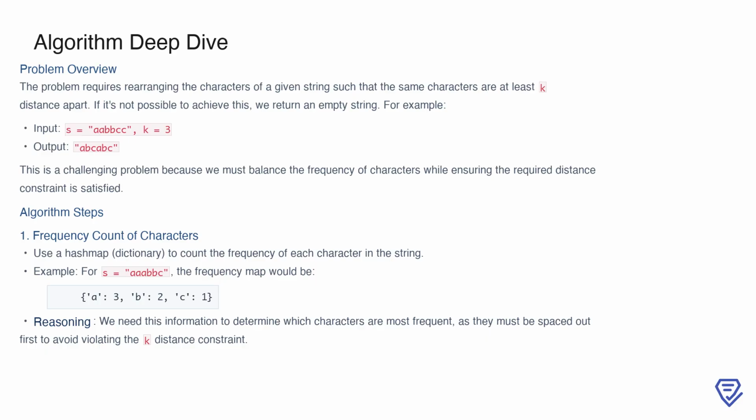To achieve this, we start by counting the frequency of each character in the string using a hash map. For instance, if s equals "aaabbc", the frequency map is a:3, b:2, c:1. This frequency count helps us determine which characters are the most frequent, as these characters must be spaced out first to avoid violating the k-distance requirement. This step lays the groundwork for the rest of the algorithm.